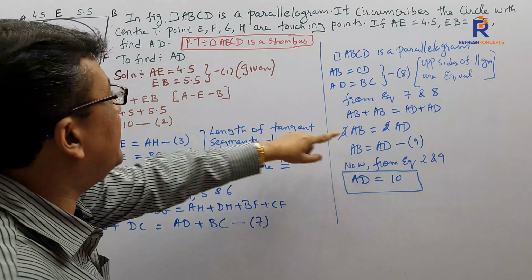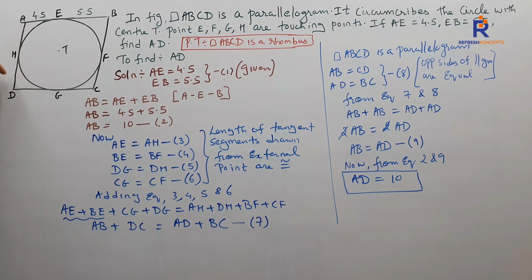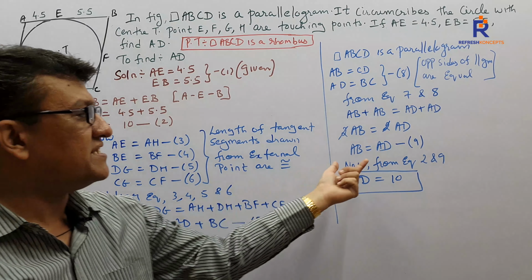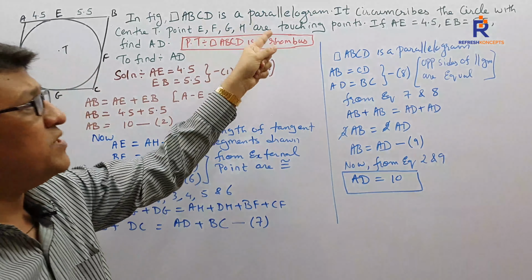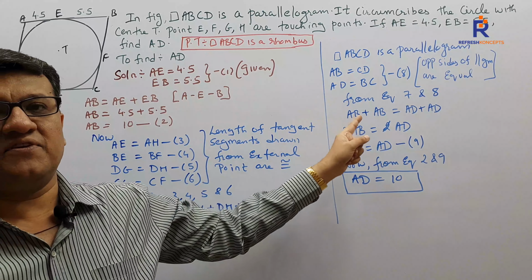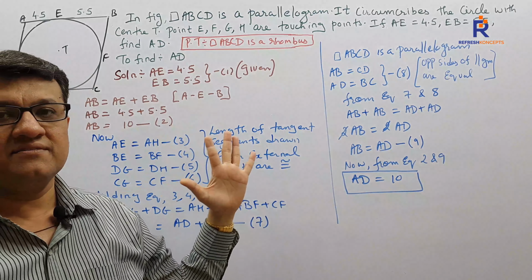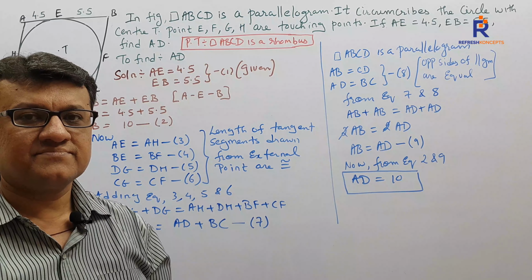What are AB and AD? AB and AD are nothing but adjacent sides. So in a parallelogram, if the adjacent sides are equal, the quadrilateral is a rhombus. Same question, and we have a different proof. The answer remains the same. Did you get it, my children?